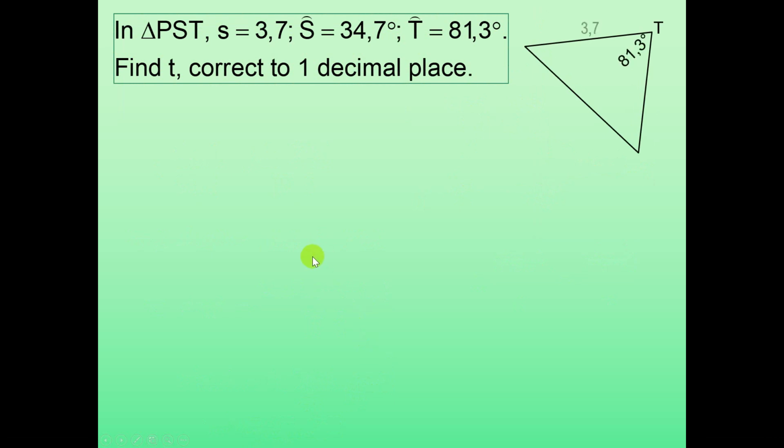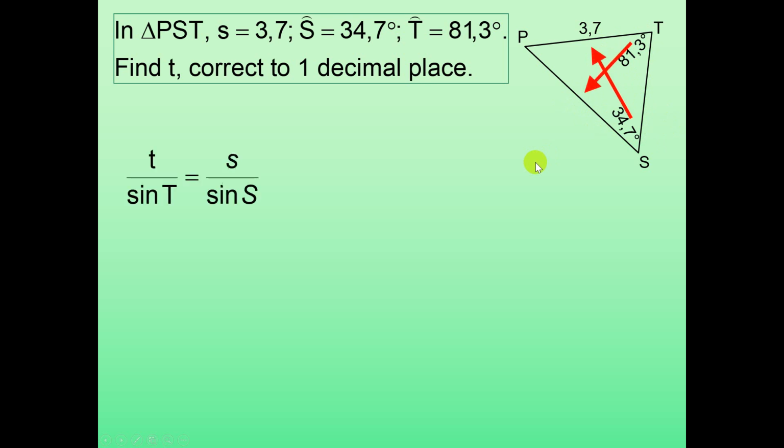Another example. Once again, the information is in the diagram. And the question is to find small t, which is side PS. So let's look at what we've been given. We have angle T, and we're trying to find small t. We also have angle S, together with the side opposite angle S. So we can use our sine rule.